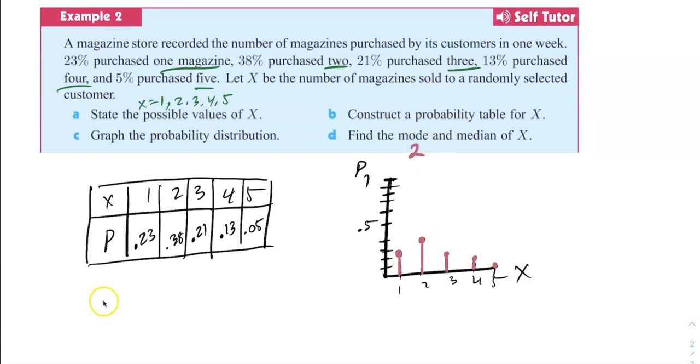The median is the halfway mark. So you have to think about this. If you have 100%, halfway to find the median, the middle, would be 50%. So we have to find where 50% lands. If you add these up, at the end of 1 you're at 0.20. At the end of 2, add those two up, you get 0.58. And if you keep going further, I'm going to be at 0.79, then 0.92, and then 0.97, and 1 at the end.